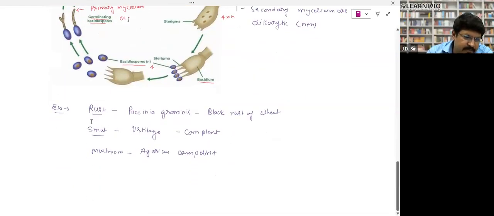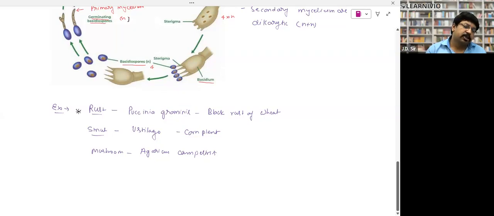Now examples. Very, very popular, very important example: it causes a disease called rust. Rust means black rust. The name of the fungus is Puccinia graminis. It causes black rust of wheat. It makes the wheat grain black in color while it is still in the plant, during the cropping period. So Puccinia graminis causes black rust of wheat. It destroys the wheat crop.